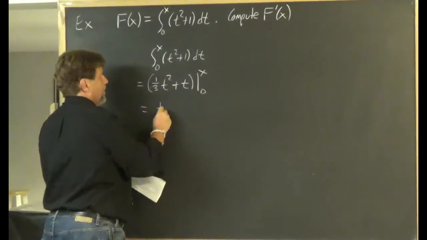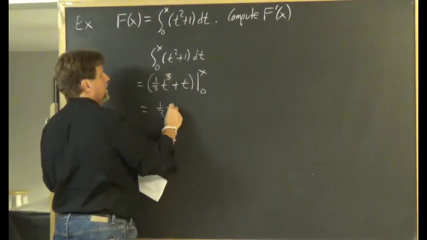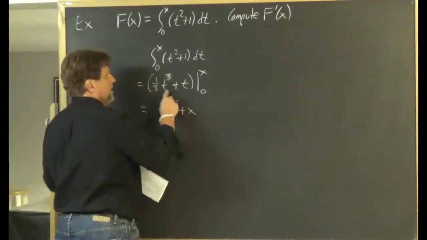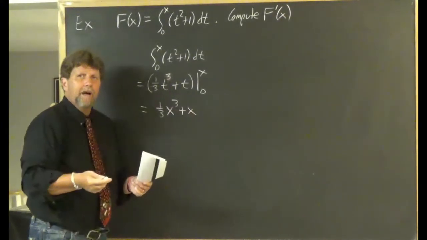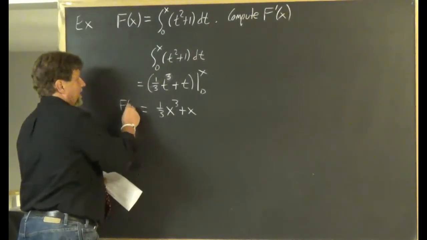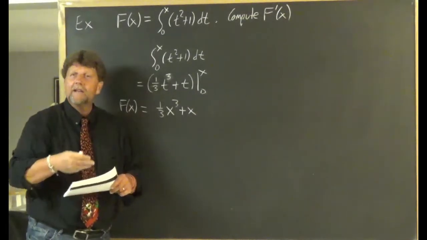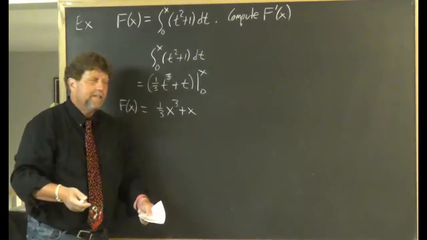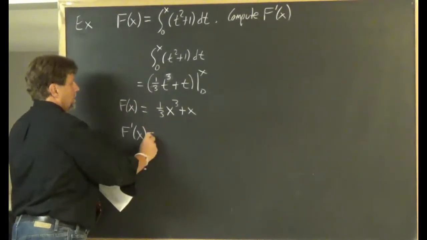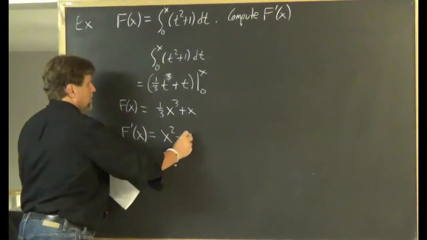I can use the fundamental theorem of calculus to evaluate it. I get a 1/3 x cubed plus x minus, well, the zeros go in, so it'd be minus 0. Folks, this is it. This is that big F of x. That's the capital F of x. And now it's very easy for us to differentiate it. Differentiate it, we get x squared plus 1.